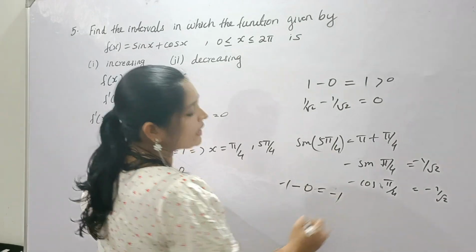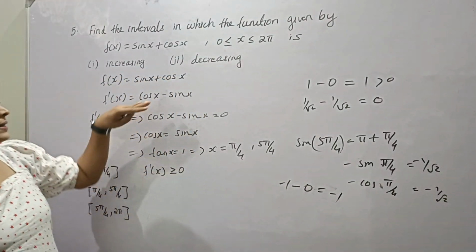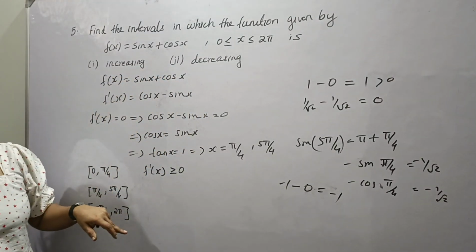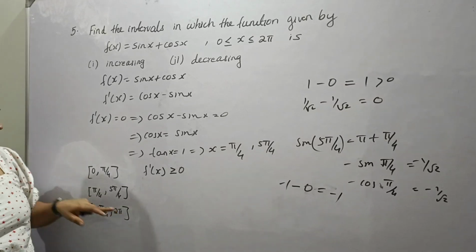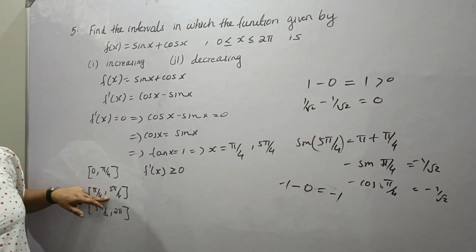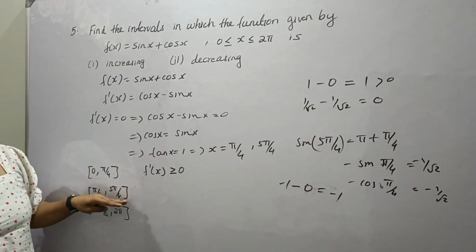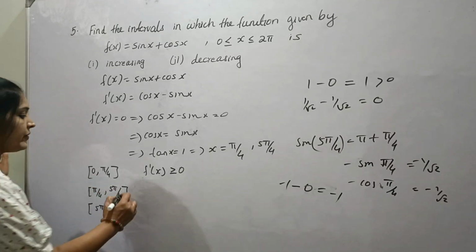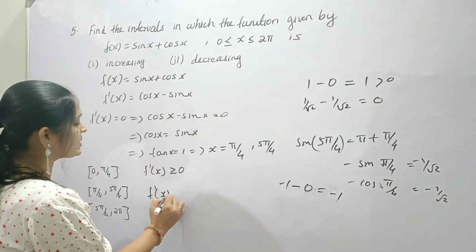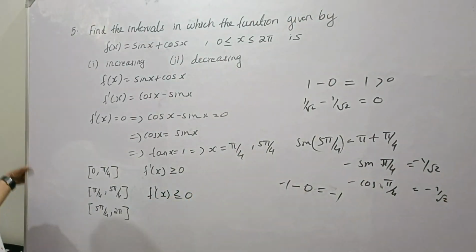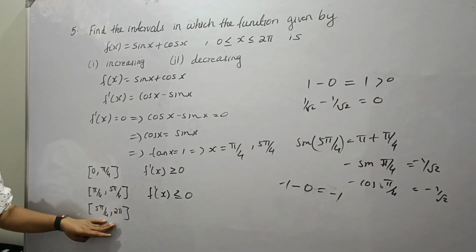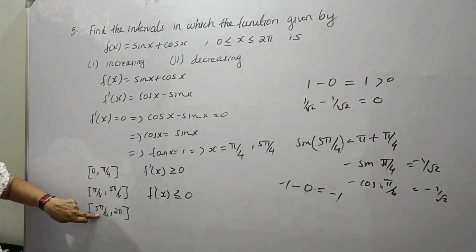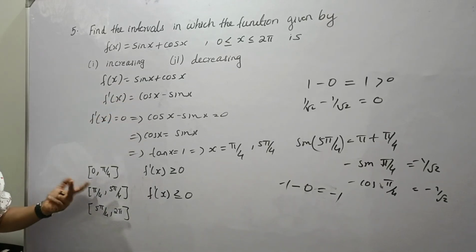See here we will get it is minus 1, right? That means this f dash of x is less than or equal to 0 in this interval. So here f dash of x is less than or equal to 0. So what about this one? See here also, when x is equal to 5 pi by 4, we know that f dash of x is equal to 0.